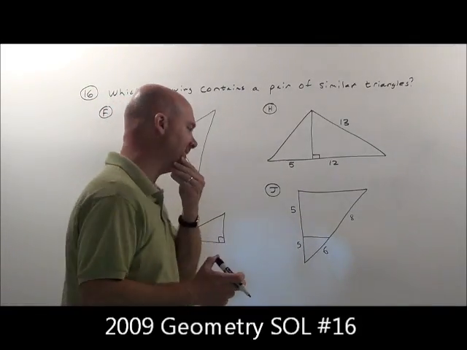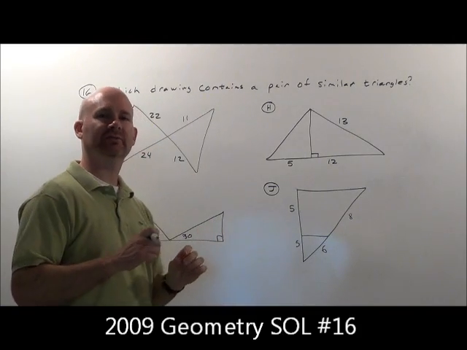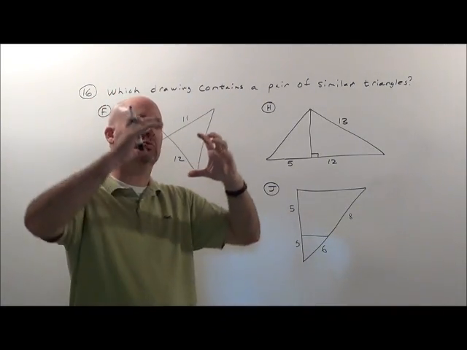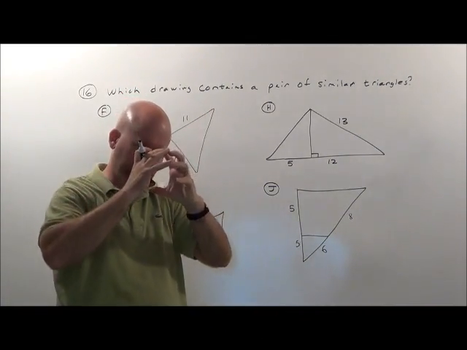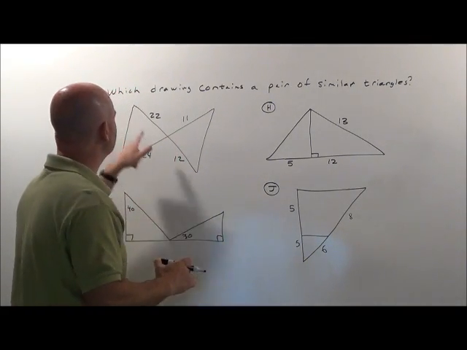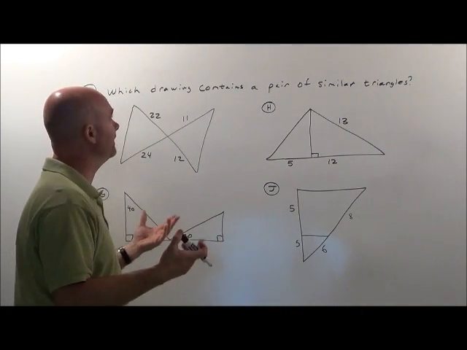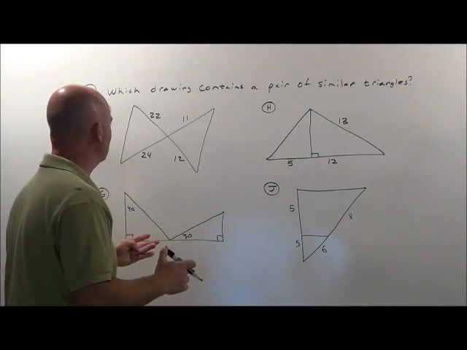Alright, problem 16. It says, which drawing contains a pair of similar triangles? Now, similar means we've taken a triangle and it's either been expanded or contracted, shrunk down a little bit. So we need to look at these four and decide which one of them happens to have similar triangles.